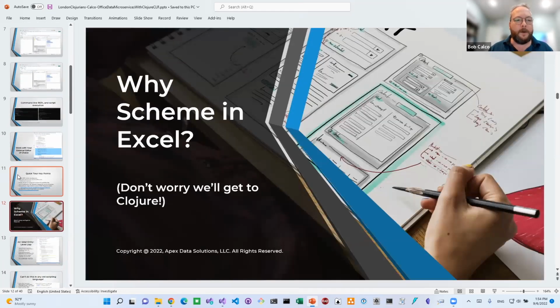Okay, so why, I gotta move this thing again. There we go. Why Scheme in Excel? I got to start with that because there is a thread of logic to moving into Clojure. There's a point of departure from one to the other that I found is quite clear, and it helps explain the difference between, say, standard and professional editions.